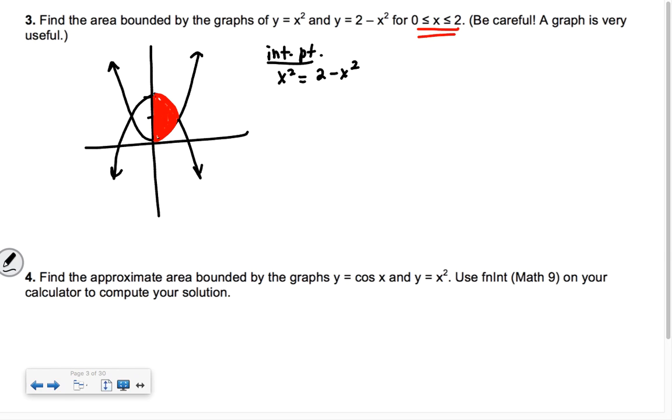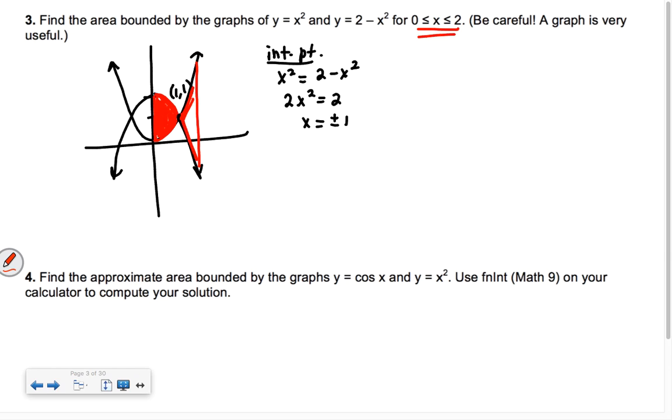So you can find it. This one's not hard to do by hand, though. What is it? It's 1 plus or minus 1, right? So this is at 1. It's actually the point 1 comma 1, right? Because it was on x squared. So that means we're going all the way to 2.